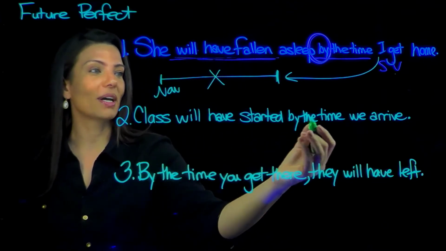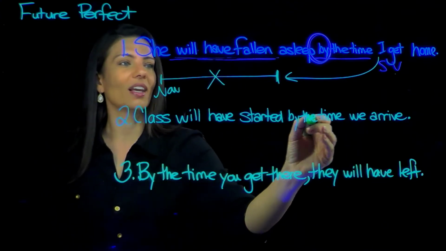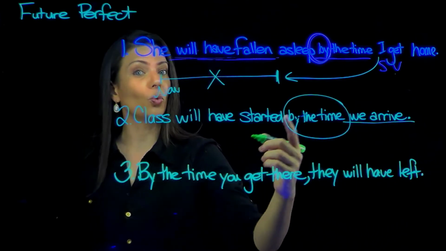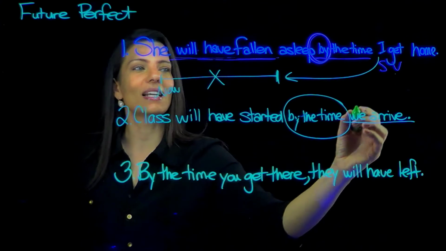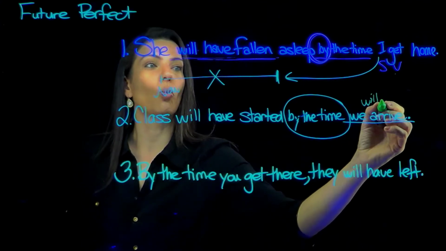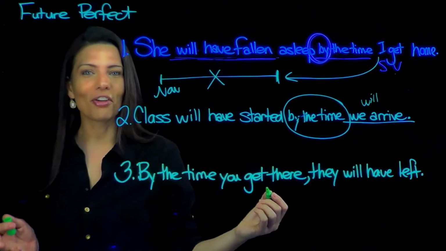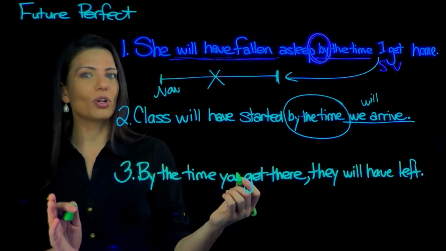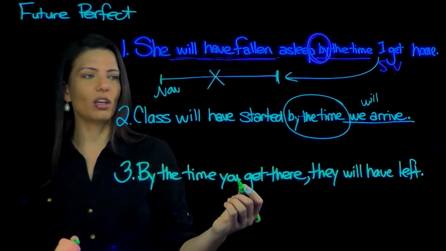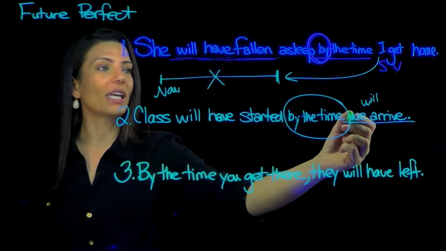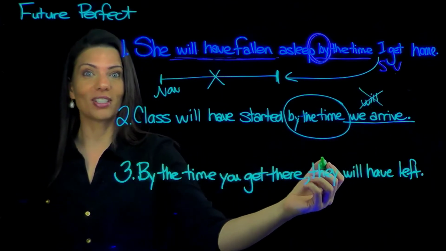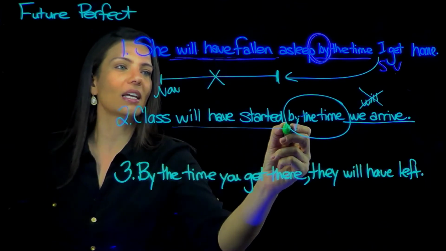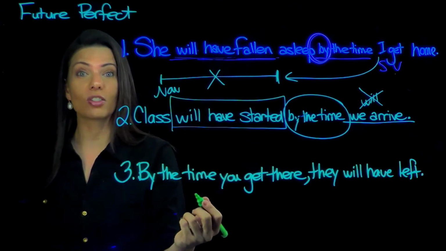Okay, let's take a look at number 2. Class will have started by the time we arrive. Same thing. Here's the by phrase, by the time, simple present, we arrive. Now notice it does not say we will arrive. Even though we're talking about something that's happening in the future, we use the simple present in this construction. So by the time we arrive, not future tense, simple present. Class will have started. So here is the future perfect construction.